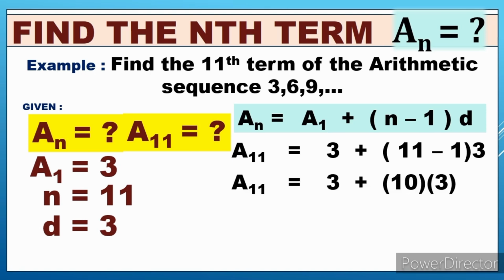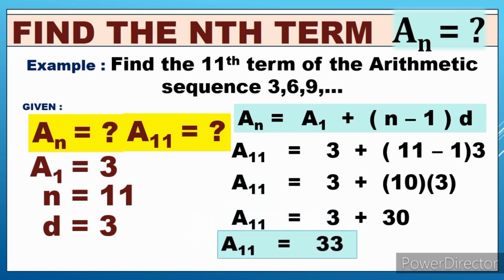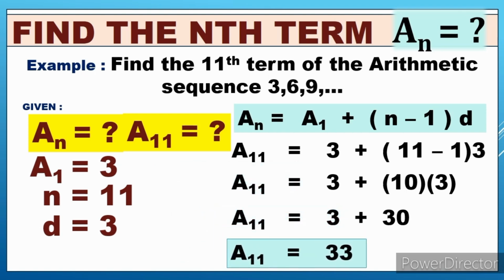times 3. Next, we have a sub 11 equals 3 plus 10 times 3, which equals 30. And then a sub 11 now is equal to 3 plus 30, which is 33. Therefore, our 11th term is 33.